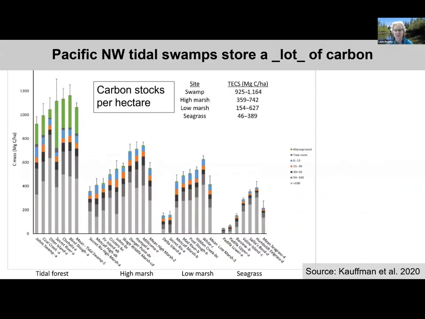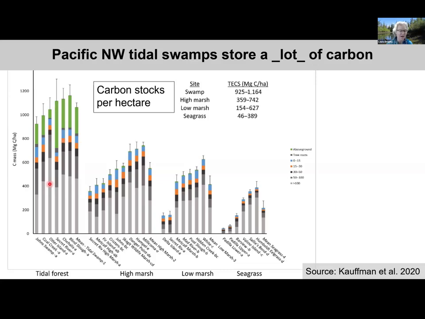Most of these forested tidal swamps are in the Pacific Northwest, so I want to bring up this slide, which shows the carbon stocks, both below and above ground, from cores we sampled in 28 different tidal wetlands across the Northwest. Each bar shows carbon stored in the soil. That's the gray, orange, and blue colors, and carbon stored in above ground parts like living trees or large woody debris lying on the ground surface. The forested tidal wetlands here are this group on the left. You can see that they have extraordinarily high soil carbon stocks. They also store a lot of carbon above ground, and Melissa mentioned that.